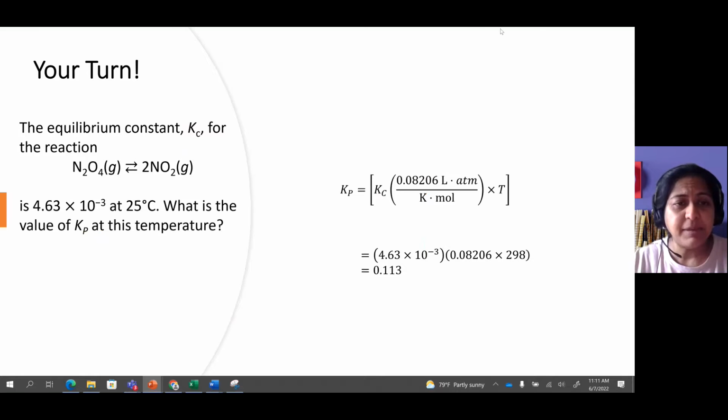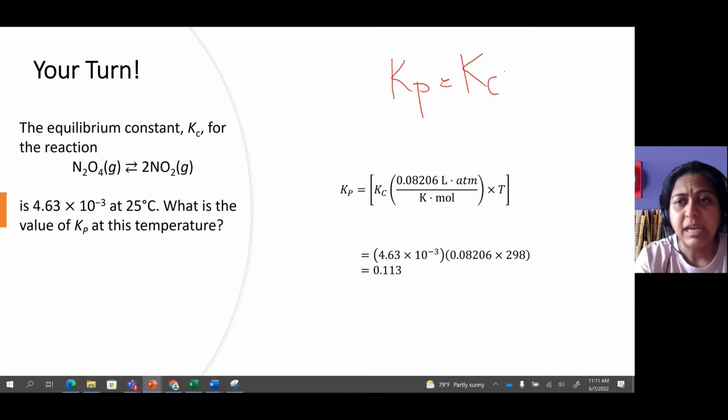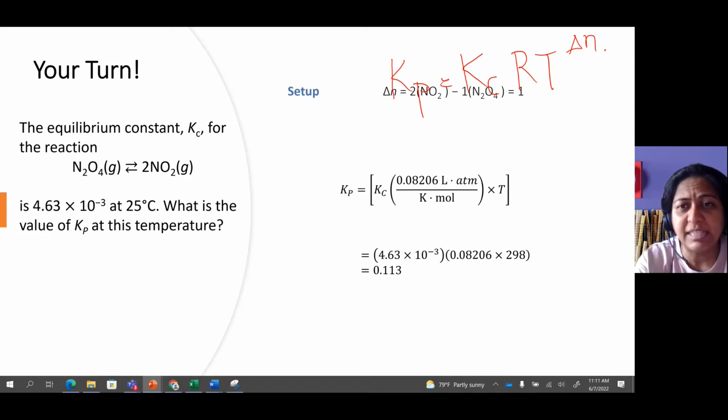Here is an example. The equilibrium constant Kc for the reaction N2O4 gas in equilibrium with 2NO2 is 4.63 times 10 to the negative third at 25 degrees Celsius. What is the value of Kp at this temperature? Yes, what is the equation? Kp equals Kc (RT) delta n. Right, we need the delta n. So what is the delta n?